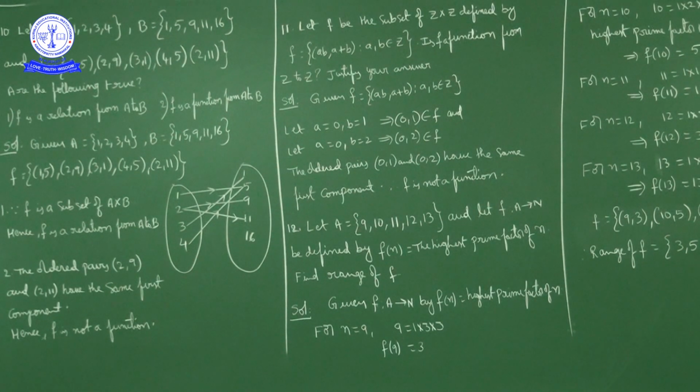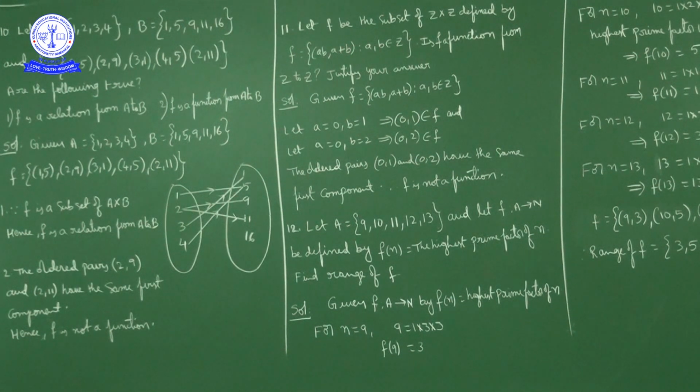Let F be a subset of Z cross Z, where Z is the integer set, defined by F is equal to the ordered pair (AB, A plus B), where A and B are integers. Here you have ordered pairs: the product of A and B, comma, the sum of A and B. Whether F is a function from Z to Z, justify your answer. Now, is this a function or not?